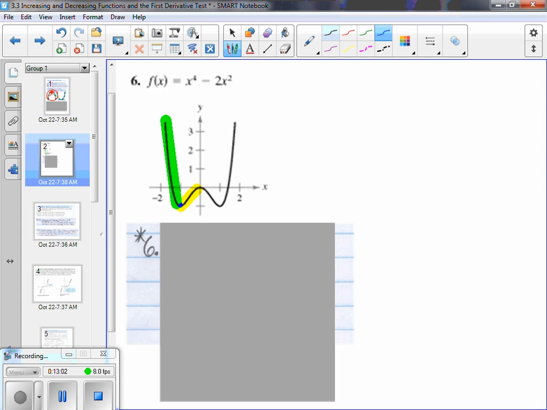Then look at the next interval. So look at the yellow again. All right, we've got our derivative positive because the function's increasing. Then we've got the derivative negative because the function's decreasing. And what happens when x equals 0? The derivative is 0. And what happened there where the derivative is 0? Relative maximum, right? Relative max.